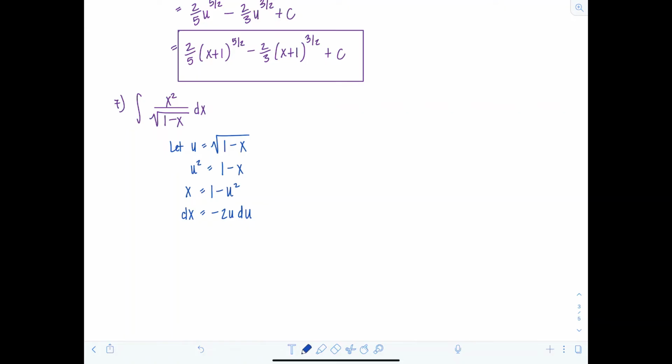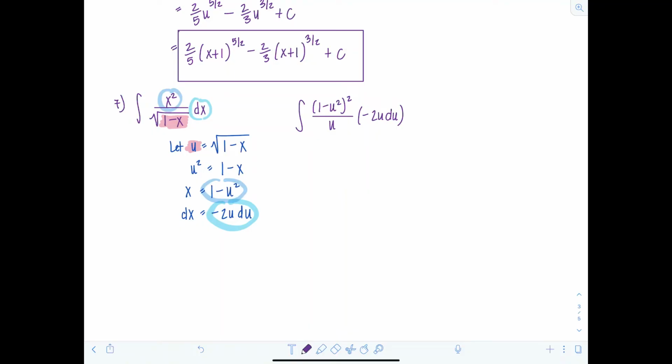And now I'm ready to make my change of variables. You may not believe me, but here we know dx is equal to negative 2u du, right? X squared, well, I can just replace it with 1 minus u squared squared. And then what about this 1 minus x underneath the radical? Well, that's what u is. So everything's accounted for. Now I can change my entire integral to be in terms of u. So let's rewrite it accordingly. So now I have the integral. X squared is going to be 1 minus u squared squared over, instead of rad 1 minus x, I just have u. And then dx is negative 2u du. Okay, make sure everybody's accounted for.